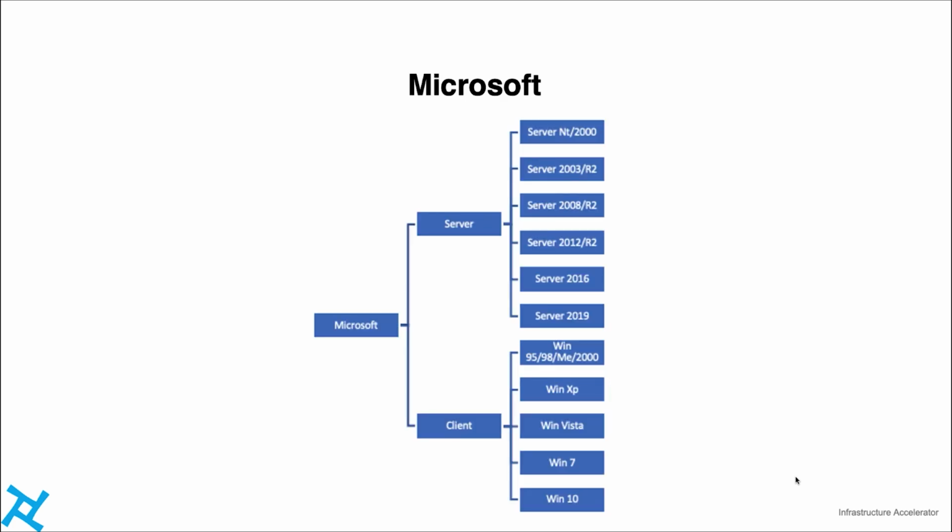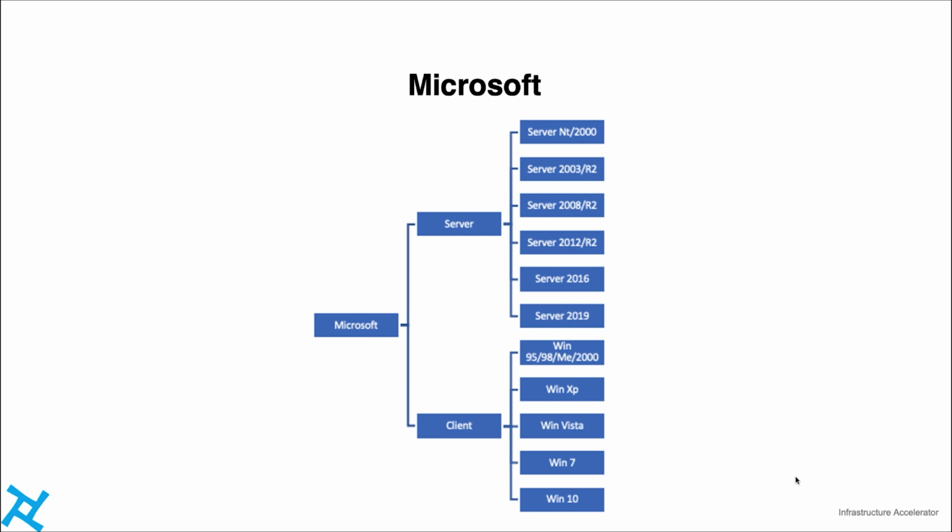Now, our bread and butter, Microsoft. Microsoft operating systems are divided into Microsoft Server and Microsoft Client. Microsoft Server started from Server NT, that was the first operating system. Then after that, there was Server 2000. Then there was Windows Server 2003, and shortly after, Windows 2003 R2. Then we got Server 2008, and shortly after that, Server 2008 R2. Then we got Server 2012, and shortly after that Server 2012 R2. Then we got Server 2016, and now we have also received Server 2019. So these are the Microsoft server operating systems.